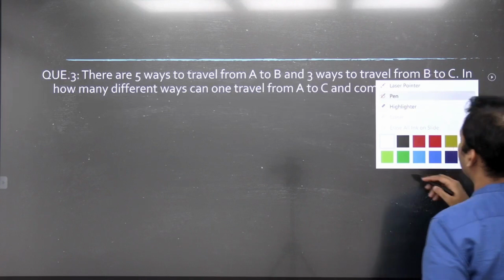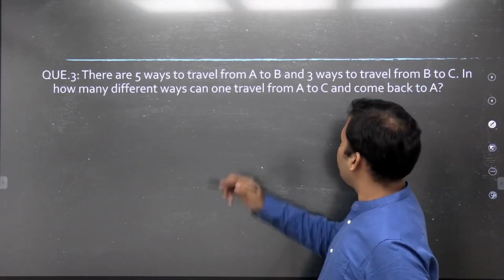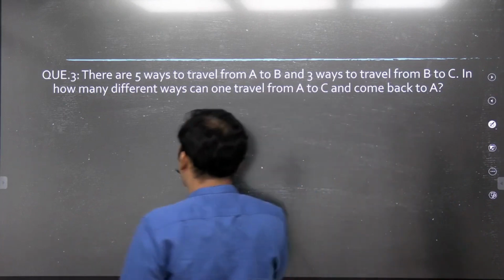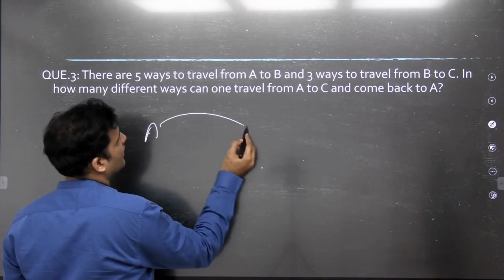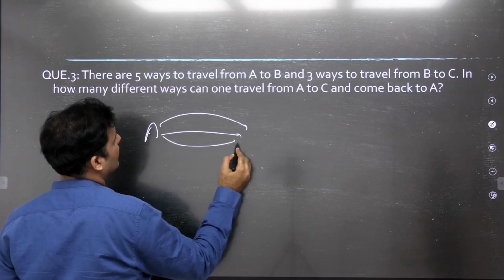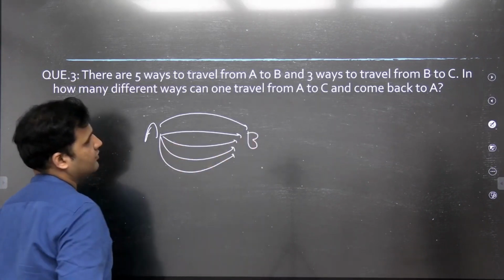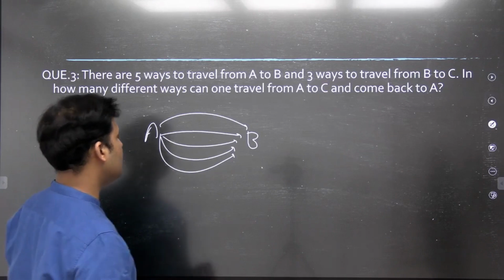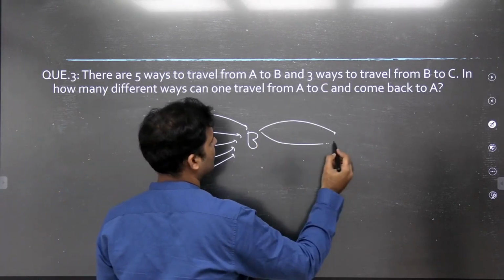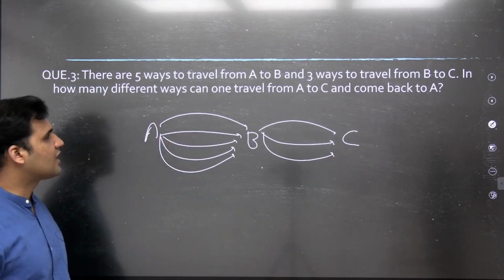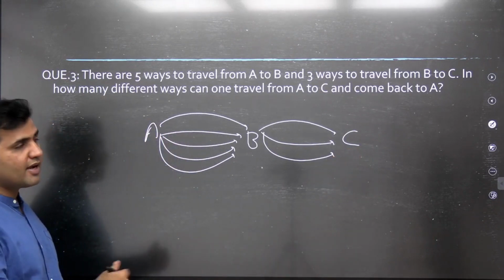Question number 3 says there are 5 ways to travel from A to B and 3 ways to travel from B to C. Okay, so we have 5 different routes from A to B: 1 2 3 4 and 5, and 3 ways to travel from B to C. In how many different ways one can travel from A to C and come back to A?